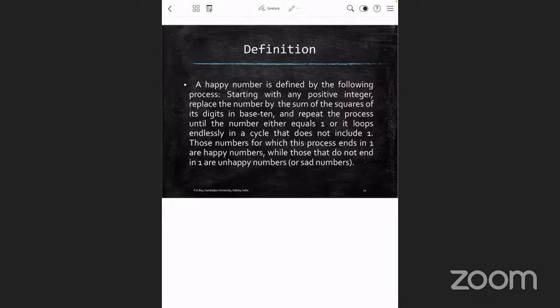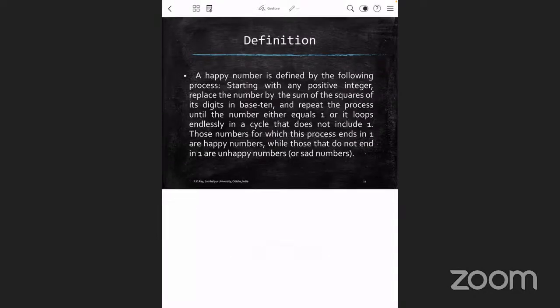For example, suppose the number is 10. We will verify whether 10 is a happy number or not. Replace 10 with 1 square plus 0 square, that means the sum of the squares of its digits. We get 1, so directly we are getting 1. So it is a happy number.